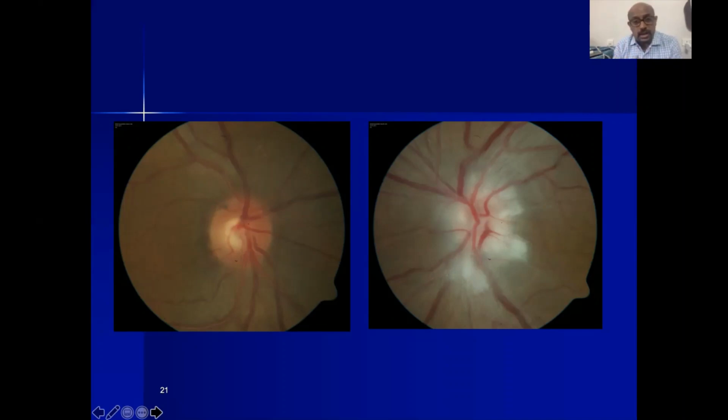Get ESR, CRP, platelets done immediately, and these patients would require steroids immediately because you may or may not be able to help the eye which is already infarcted, where the optic nerve is infarcted, but the reason why you are administering steroids is you want to make sure that the other eye does not get affected, which can be affected within a few hours of the onset of ischemia in one eye. And you also want to prevent a similar ischemic attack in other organs like the heart or brain.